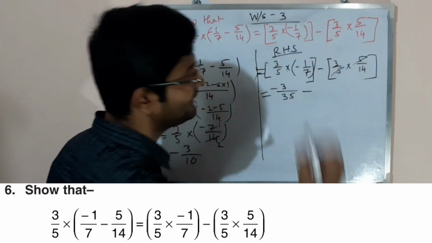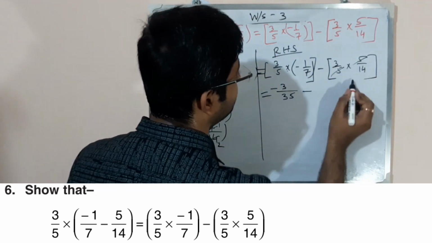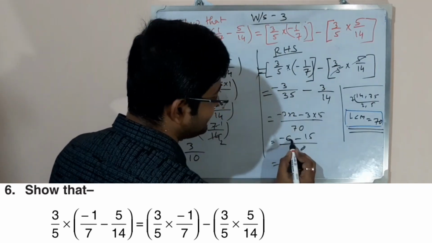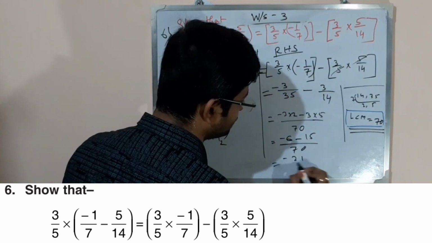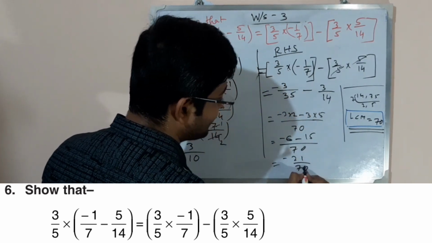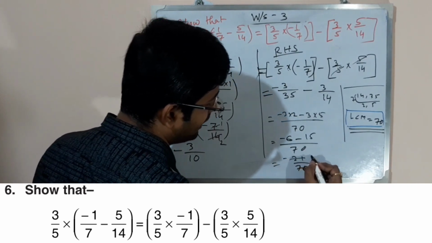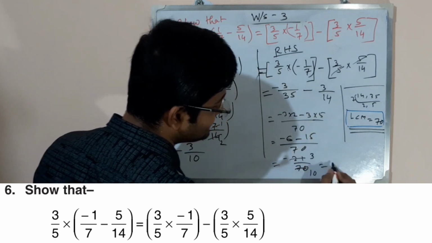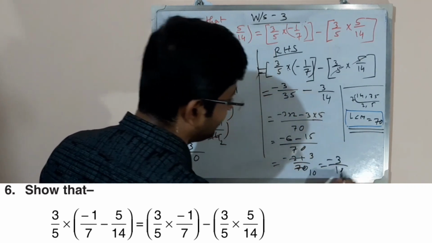35. This can be cancelled. 5 ones are 5, 5 ones are 5. So 3 by 14 over there. So now equals to, see, minus 6 and minus 15, that is minus 21 by 70. So it can be cancelled by 7. So 7 3s are 21, 7 10s are 70. So minus 3 by 10.